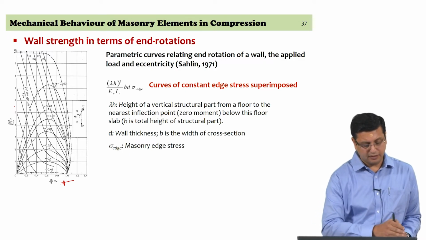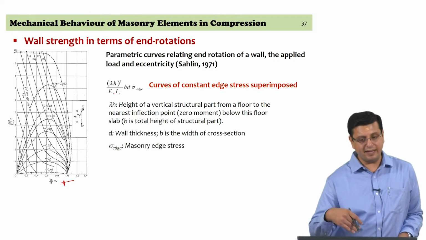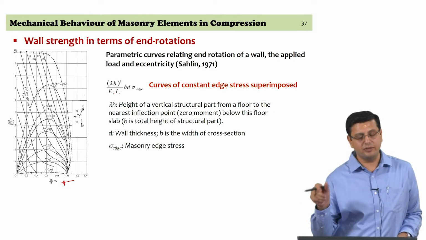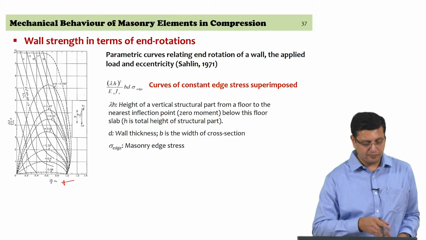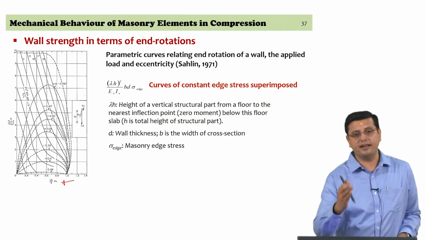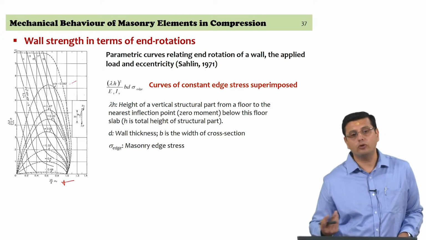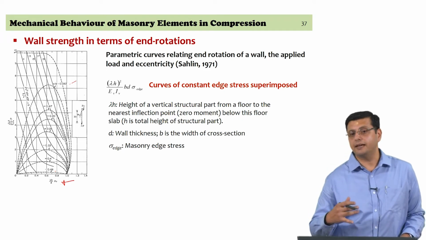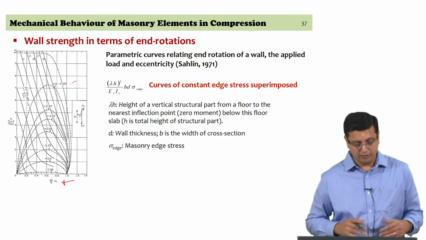The second set of curves that you see here are curves of constant edge stress, and that is lambda square h square by EI multiplied by the area of cross section B into D into the edge stress. They are superposed on this, and the curves are calculated for different levels of eccentricity ratio. Each curve is for E by D of 0.083 and keeps increasing to about 0.5. As we said, this E by D of 0.5, or E by T of 0.5, is a limiting value in most codes.